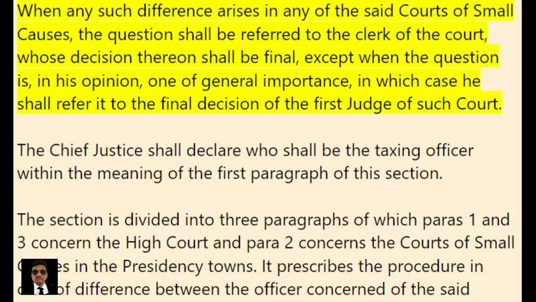When any such difference arises in any of the said courts of small causes, the question shall be referred to the clerk of the court, whose decision thereon shall be final, except when the question is, in his opinion, one of general importance, in which case he shall refer it to the final decision of the first judge of such court. The Chief Justice shall declare who shall be the taxing officer within the meaning of the first paragraph of this section.